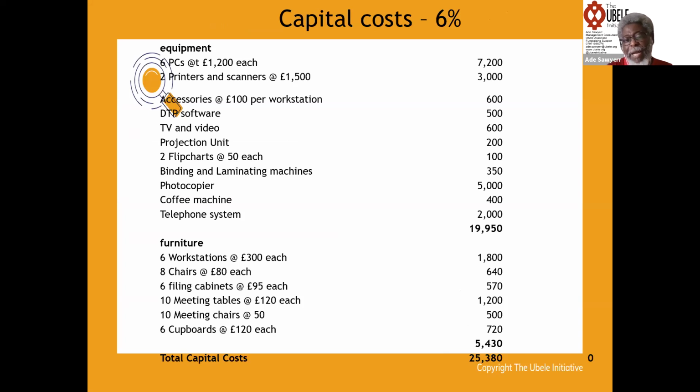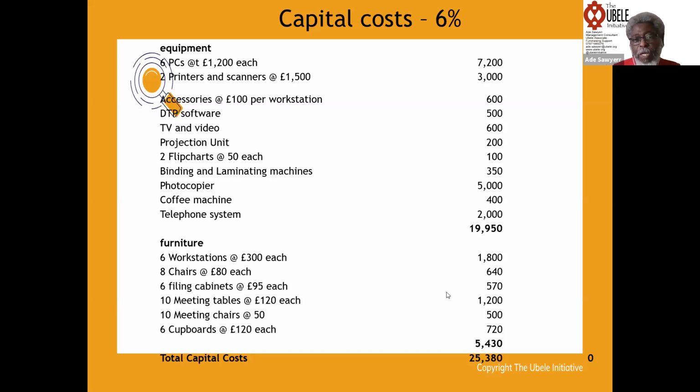And then as an organization starting up, it ends up spending 25,000 in the first year in terms of buying equipment and furniture and other resources, which it will not spend in the second year because it's already acquired them in the first year. Again, for most organizations, 6% represents a fair amount in terms of the capital cost of the organization.